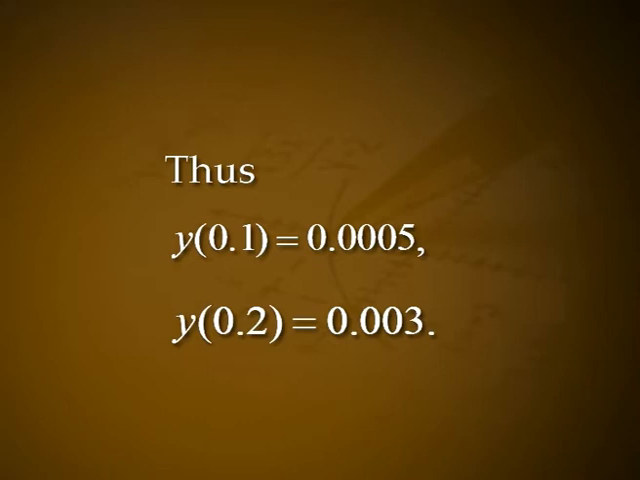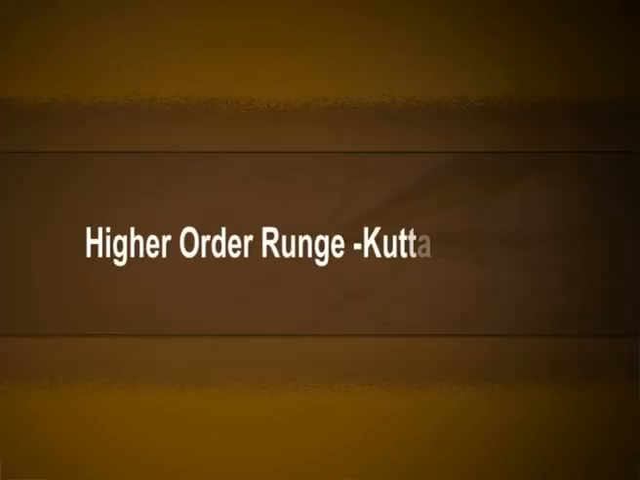Thus, y at 0.1 equal to 0.0005, y at 0.2 equal to 0.003. Higher order Runge-Kutta methods.